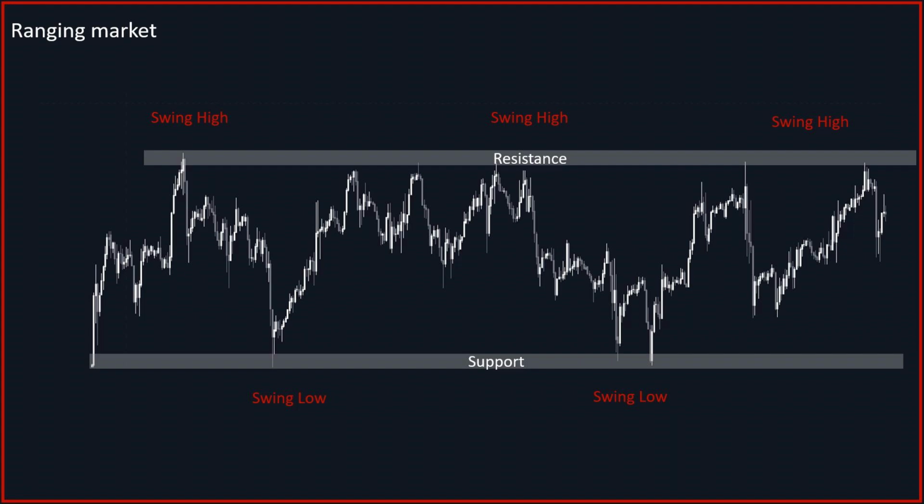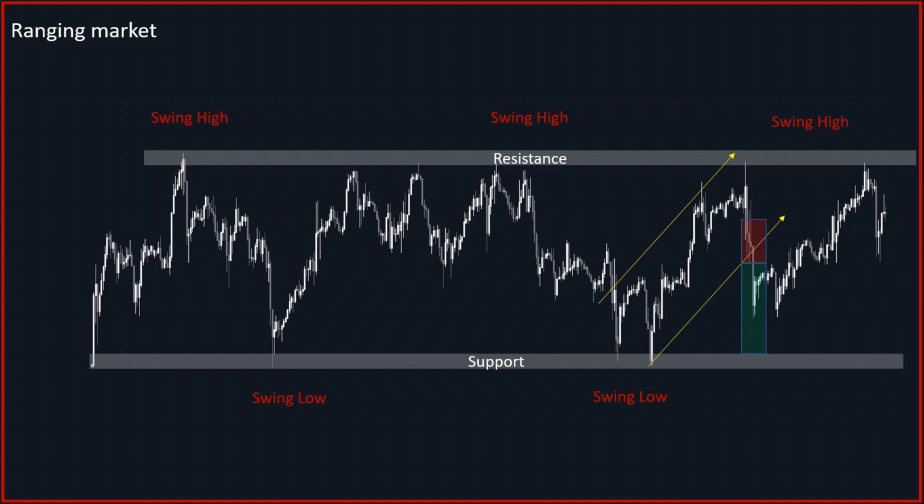While trend lines excel in trending markets, they lose their effectiveness here because there's no clear trend to follow. Drawing trend lines in a range can lead to confusion and false signals, making it harder to identify breakout points or reliable trade setups. So, why should we avoid ranging markets when focusing on trend lines?